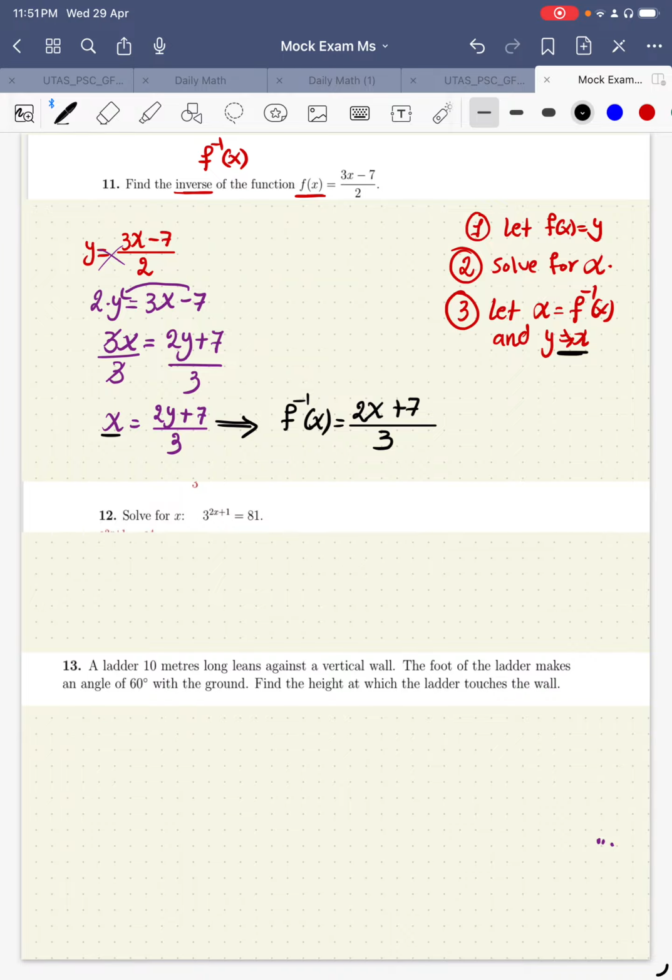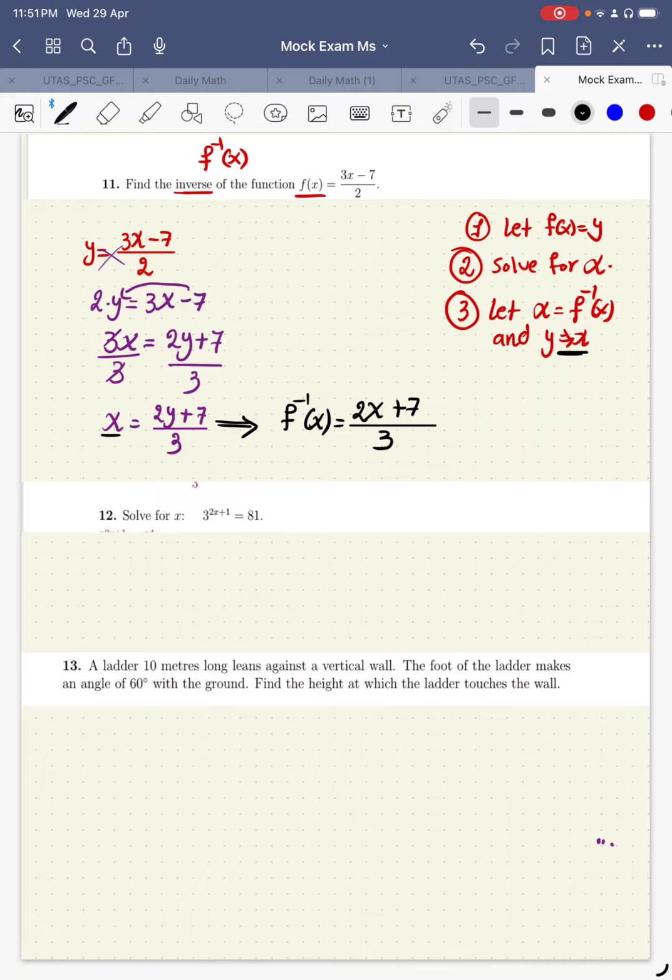So there are many ways to solve this one. You can use the other one. You can instead interchange between x and y, and then solve for y, and then change y to the inverse function. Both of them are correct.